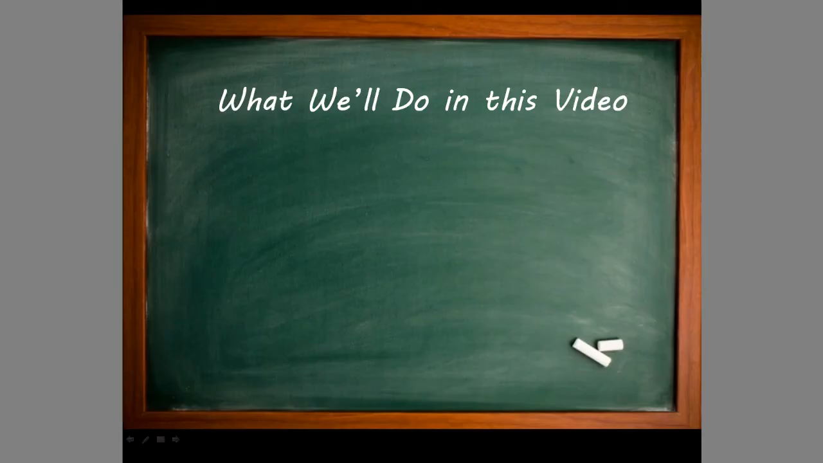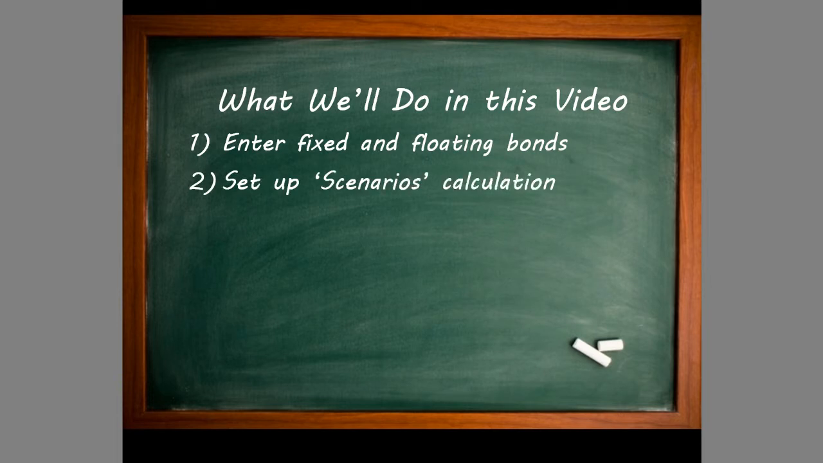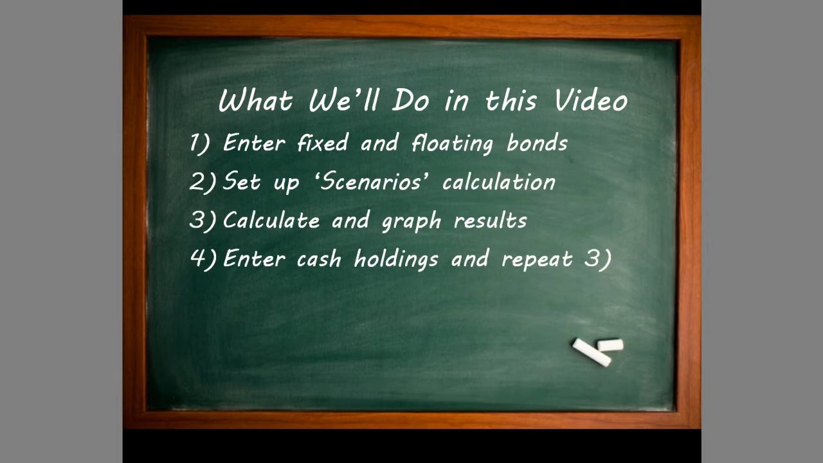We'll do this by entering fixed and floating rate bond structures, setting up our scenarios calculation, calculating and graphing results, and then repeating the calculation and graphing step after entering an amount of cash assumed to earn LIBOR. Our risk measure will be cash flow at risk, and cost measures will be average annual debt service and portfolio yield. Let's get started.